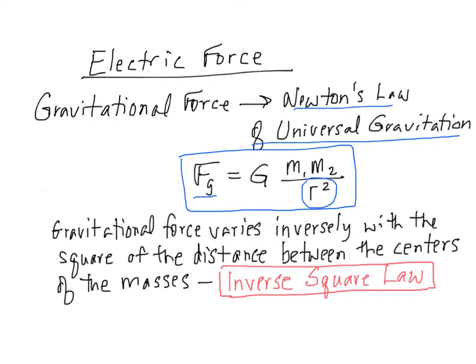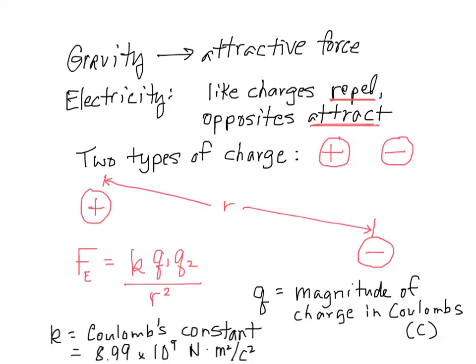For instance, light intensity from a source decreases with the inverse square of the distance between the source and the observer. Same with sound, the same with radiation. They all follow this inverse square law. Okay, so we've remembered what gravitational force is. I also want to point out that gravity is strictly an attractive force. It cannot repel, it always attracts the two masses.